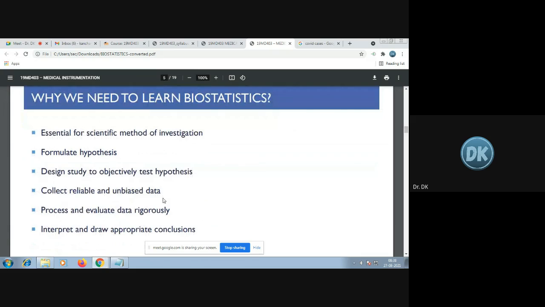So why do we need to learn biostatistics? As medical electronics students, why do we need to learn it? Because we are dealing with medical equipment, right? When you are going for your masters or doing research in biomedical engineering or medical electronics, you need to know about biostatistics. Or you can use those tools in your UG project also. It is essential for the scientific method of investigation. Whatever problem you are going to analyze, you need to have some data, and then you need to formulate a hypothesis.